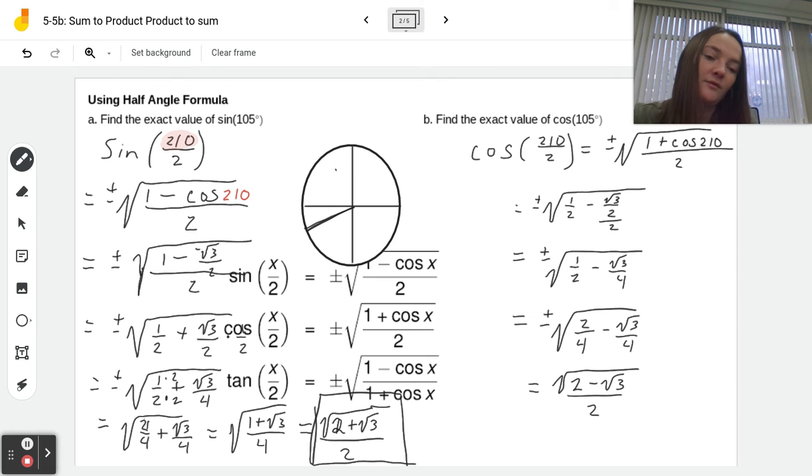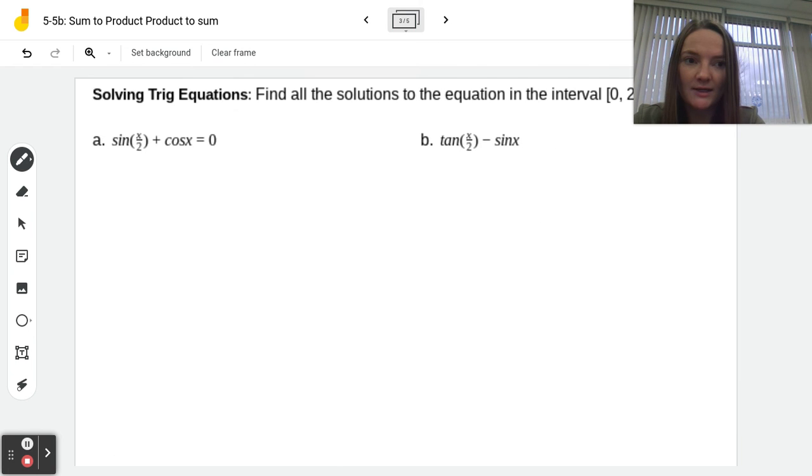Take the square root of that whole thing over 2. So for letter B here, the same process is going to apply, and we're going to get a really, really similar answer. It's actually only separated by one operation sign. All right, let's keep on moving. Let's go to the next question.